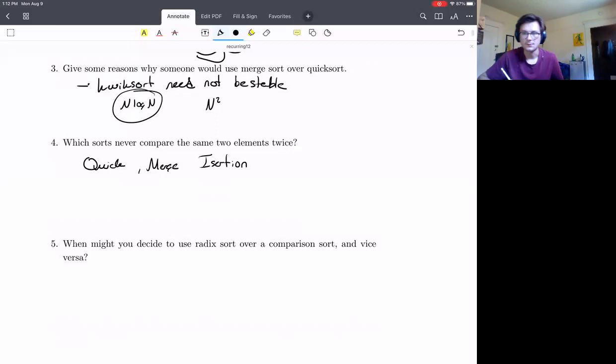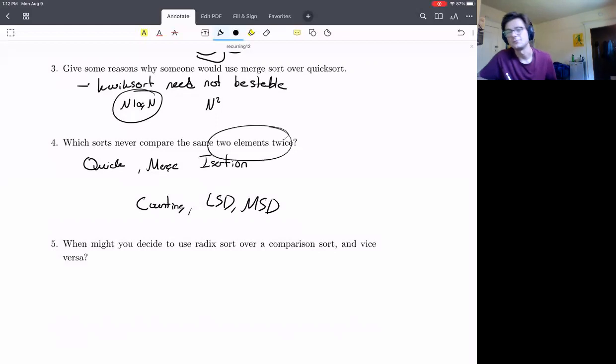If you want to be a smartass about it, you could also say counting sort, LSD and MSD, because these sorts don't do any comparisons. So they certainly don't compare the same 2 elements twice. That's a bit of a technicality, but you could also write that if you really wanted to.